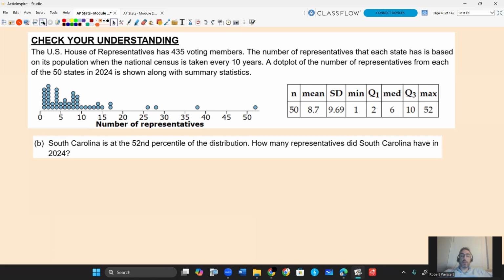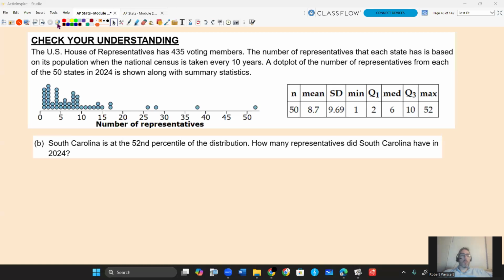Look at South Carolina. They're in the 52nd percentile. Which one of those points is the 52nd percentile? Well, remember, 52nd percentile is going to be somewhere in the middle, so not too far from there. How many representatives did South Carolina have?